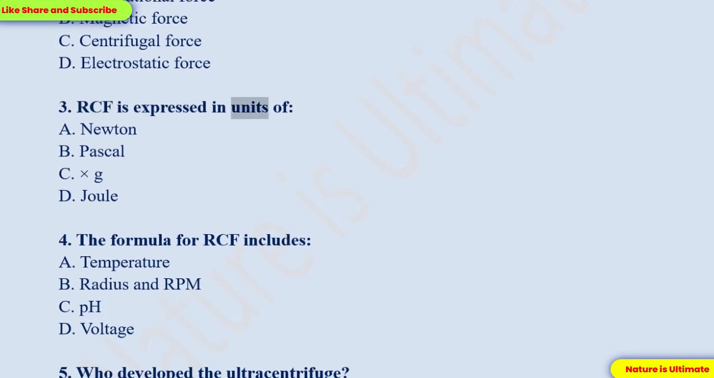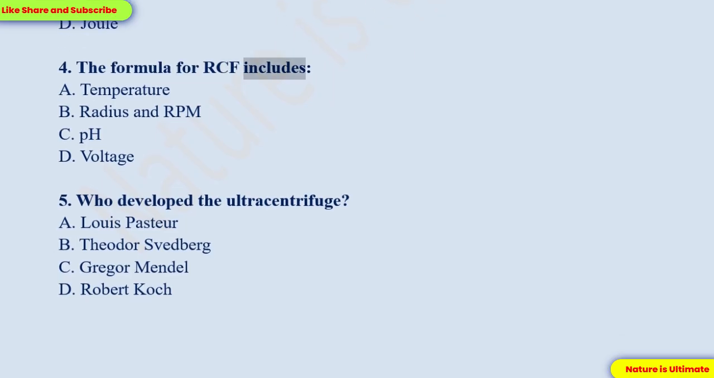3. RCF is expressed in units of A. Newton. B. Pascal. C. times G. D. Joule. 4. The formula for RCF includes A. Temperature. B. Radius and RPM. C. pH. D. Voltage.